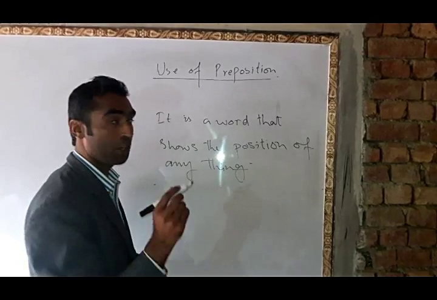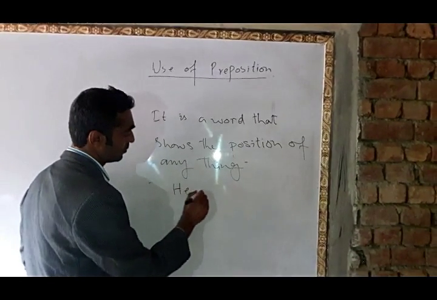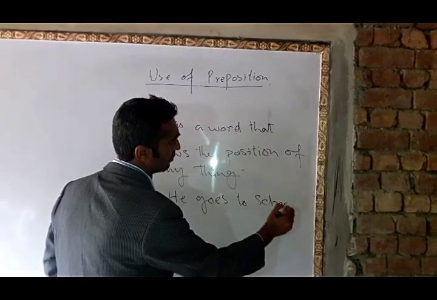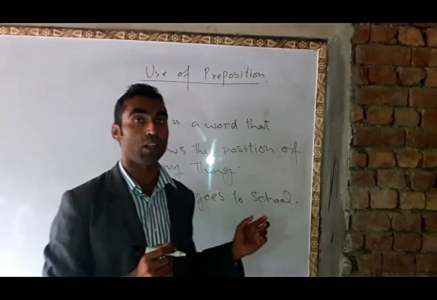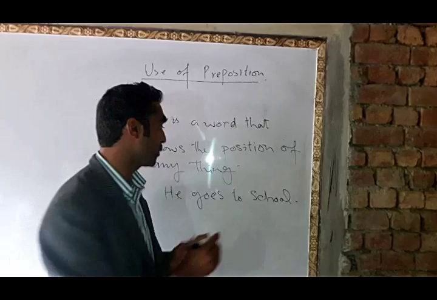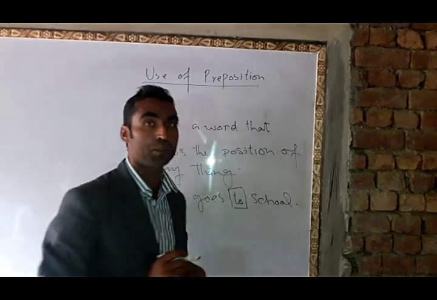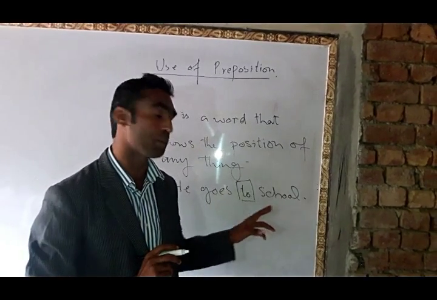So here is a sentence, for example. He goes to school. The school is the object and goes is the verb. So "to" is a preposition which shows the relationship between the object and the verb.